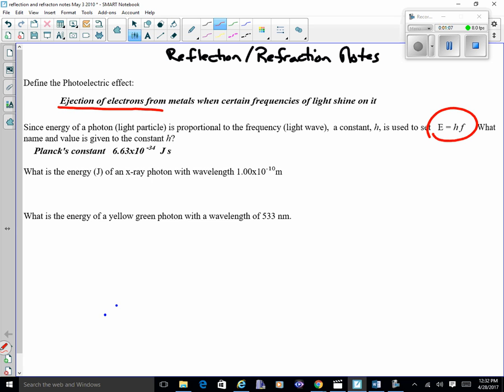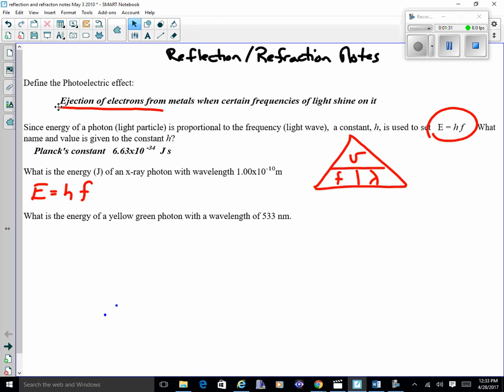Next question says, what's the energy of a photon with a wavelength of 1 times 10 to the negative 10? We're going to use the formula E equals hf, but unfortunately, they didn't give us f. So let's go back to the last chapter where we talked about the fact that velocity equals f lambda. If I need f, that simply means that velocity over lambda equals f, so I'm going to plug that in for f here. So I'm going to have h times velocity divided by lambda.